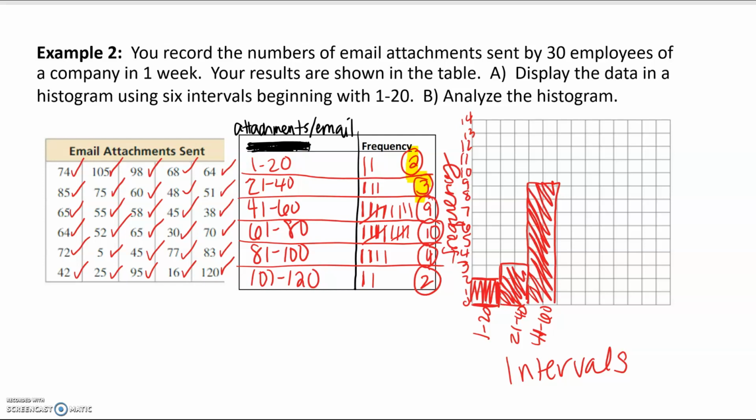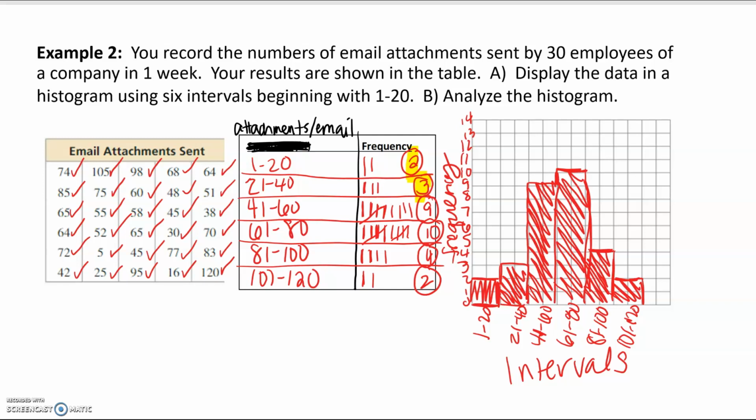And then my next interval was a 10, and that was the frequency interval of 61 to 80. Okay, my next interval was 81 to 100, and I had 4 that fit into that interval. And then the last one was 101 to 120, and we had 2 people fit into that interval. Okay, so we're building the histogram based on how many numbers are represented in each interval. So make sure you are looking at that.